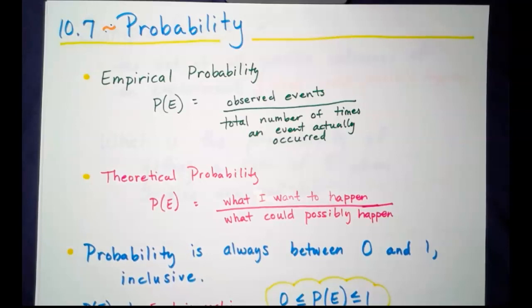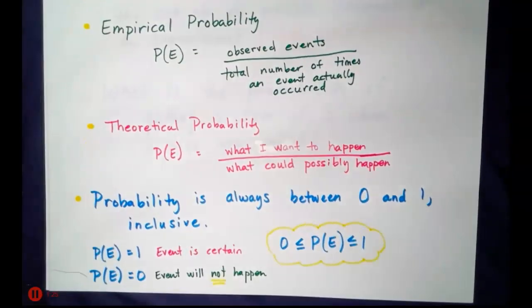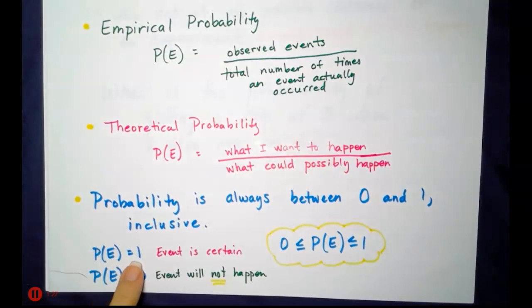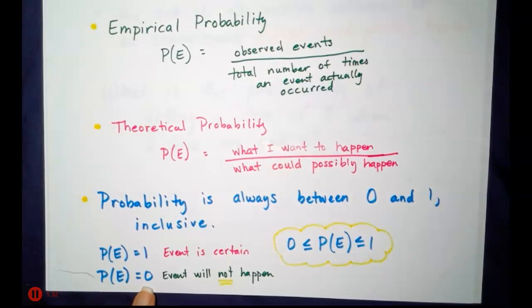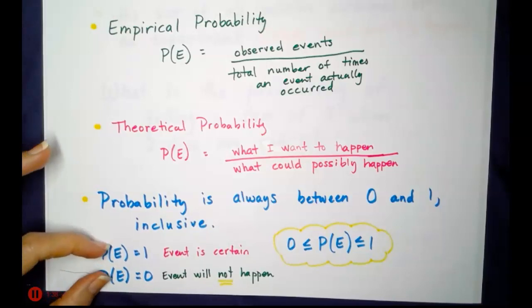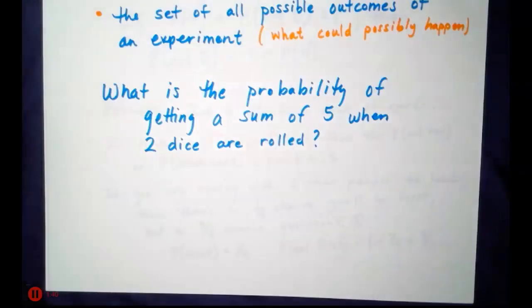Probability is always between 0 and 1 inclusive. You'll see this sometimes. If P of E is equal to 1, the event is certain. If P of E is equal to 0, the event will not happen. So all probabilities exist between 0 and 1 inclusively.